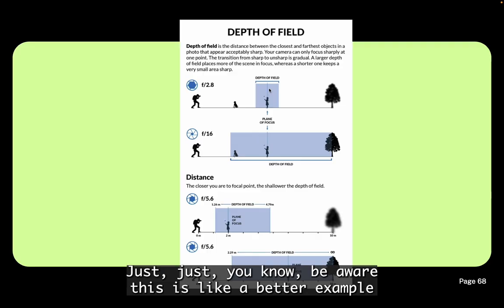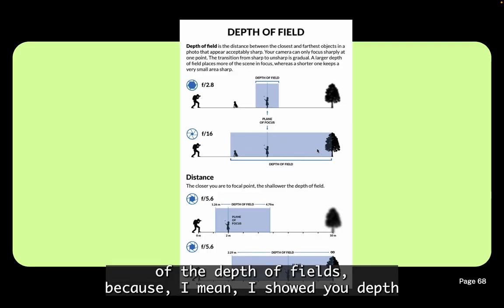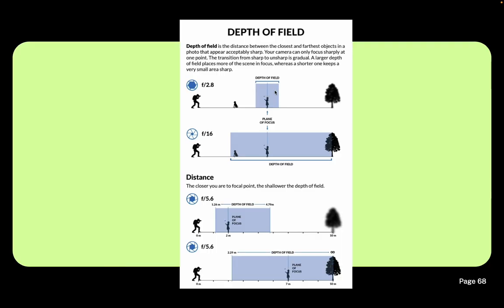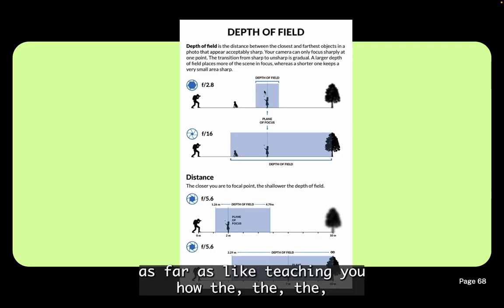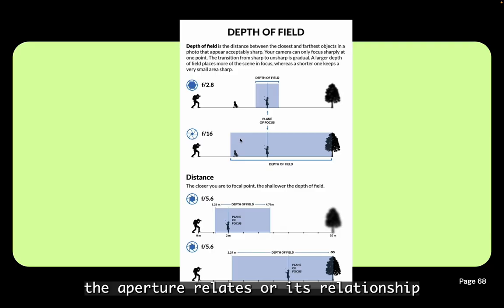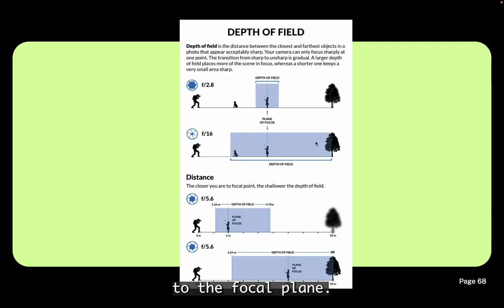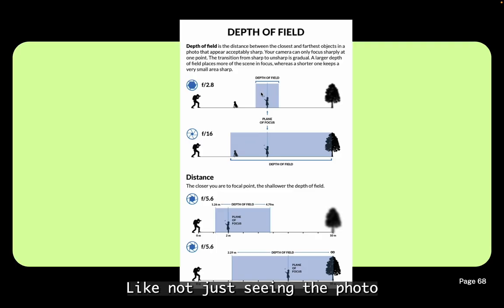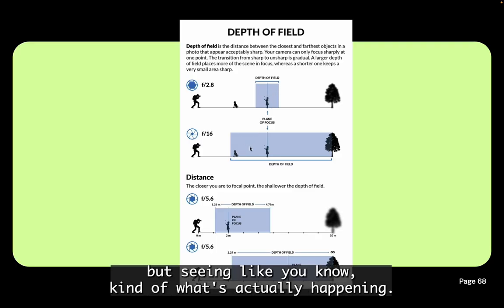Just, you know, be aware. This is a better example of depth of field. I showed you depth of field in week 2, literally through photos, but I thought this is a really good illustration for teaching how the aperture relates, or its relationship, to the focal plane. Does that make sense, you guys? Does that help as well? Not just seeing the photo, but seeing what's actually happening?